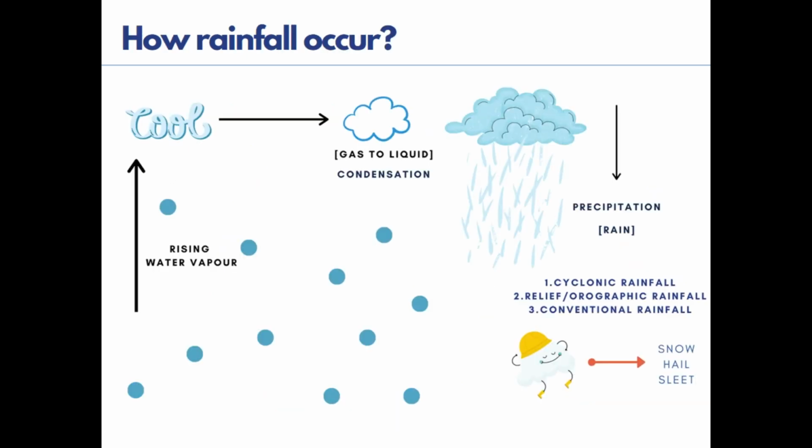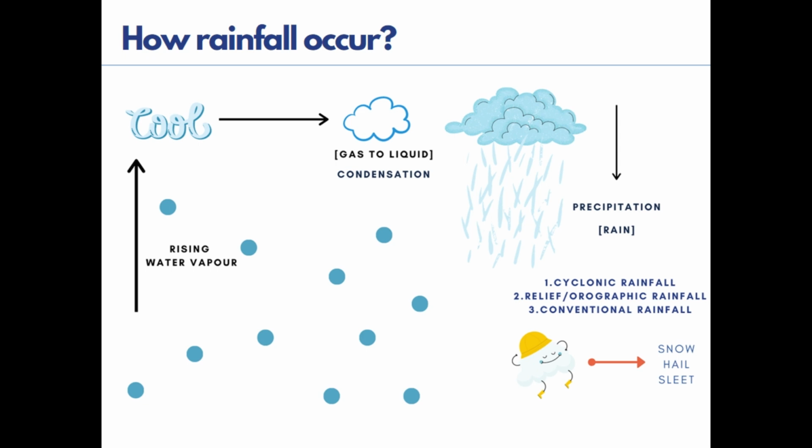When water vapor rises, it cools off and it condenses. Condensation is a process through which gas changes into a liquid. Here, water vapor is a gas and it gets converted into water droplets. Clouds are the masses of such water droplets. Once they become too heavy to float, they fall down as precipitation, that is, rainfall.